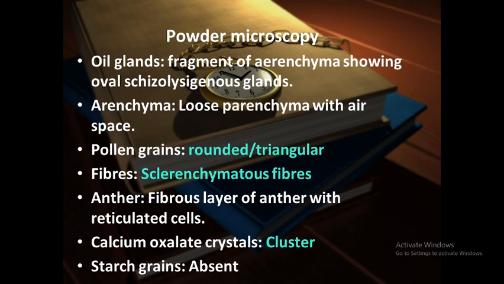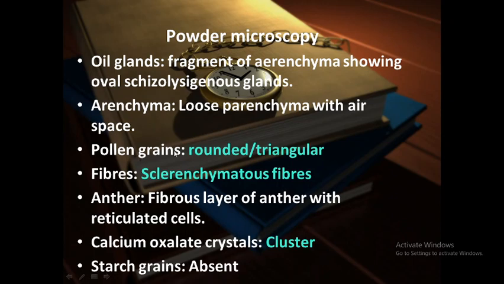Just see the powder microscopic characteristics. So this powder microscopy shows the oil glands, which are the fragment of aerenchyma, showing oval schizolysigenous glands, that is oil glands. The second important characteristic is aerenchyma. This aerenchyma is, as I told earlier, the loose parenchymatous cells with air spaces.